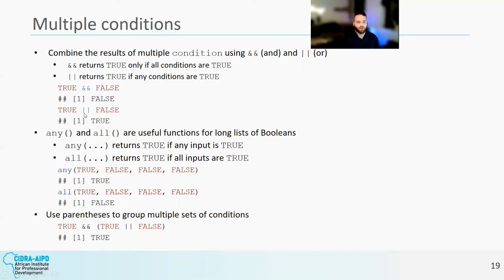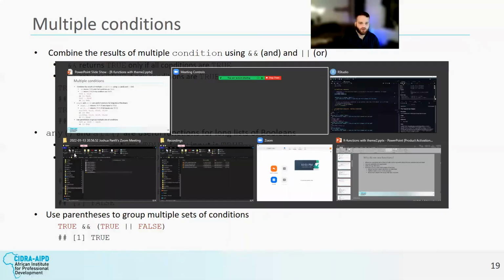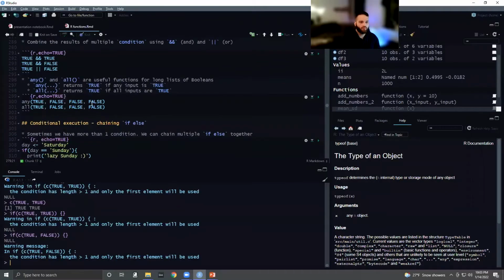Now, if we have a list of Booleans that we need to look at, it's going to be faster to use the built-in functions any and all than using these operators. These work by combining the results that we've seen before. So any is like an or statement, where if there are any trues in a vector of Booleans, it will return true. However, the all function has to have all trues to return true.